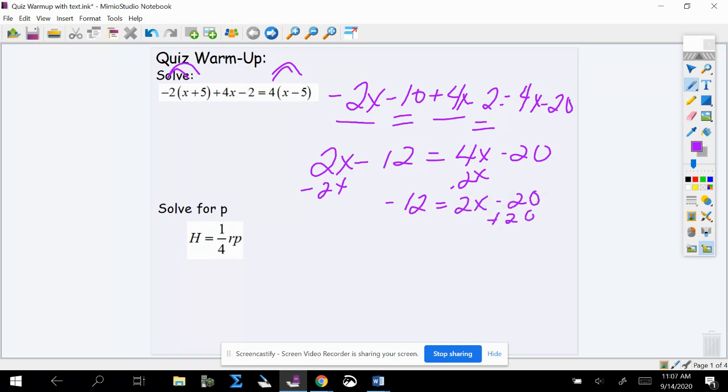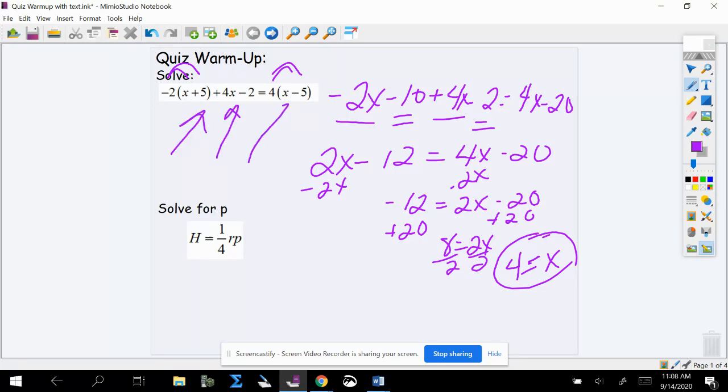Add 20. So 8 equals 2x. Divide by 2. We get 4 equals x. To check your work on this, and really with a calculator, it's kind of nice. All you're doing is taking the 4, you're plugging it back into this original equation everywhere you see x, and making sure both sides are equal.